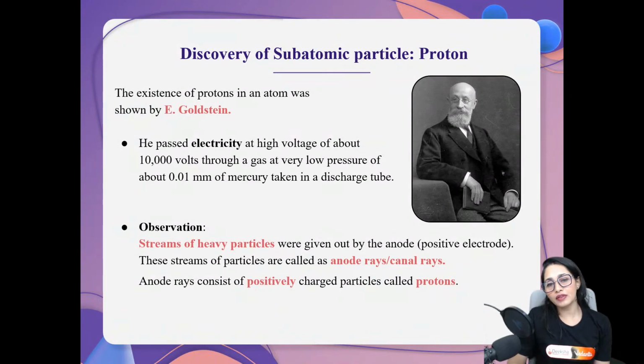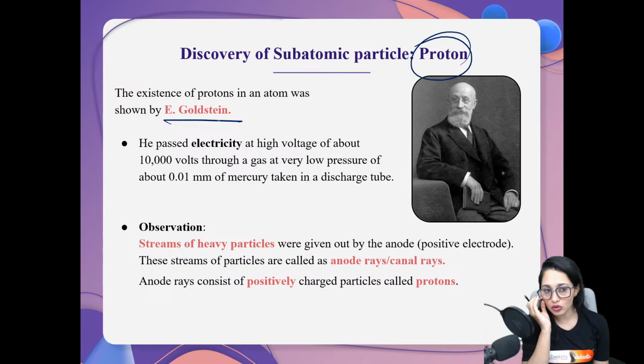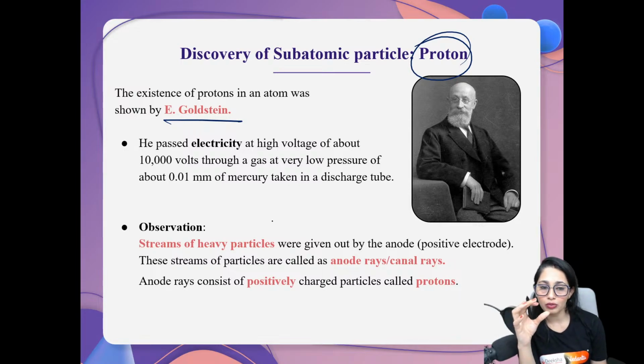Moving forward, discovery of subatomic particle. This is the second subatomic particle, which was discovered by Ernst Goldstein, E. Goldstein. Proton. We have studied about the discovery of electron. Now it's time for us to study about the discovery of protons. He passed electricity at high voltage of about 10,000 volts through a gas at very low pressure of about 0.01 mm of mercury taken in the discharge tube. The experimental setup was almost the same, but there is some difference.